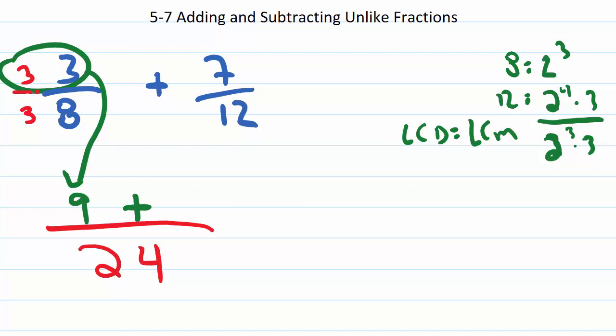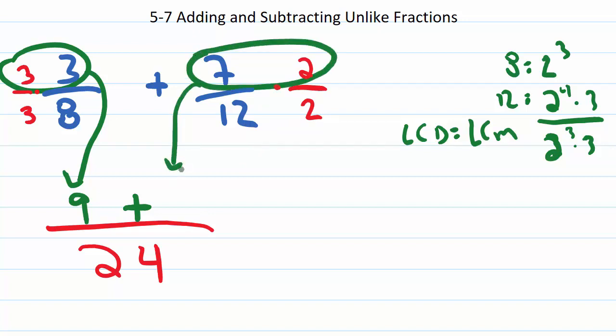Plus, well, I need to build this denominator of 12 to the common denominator of 24, so I'm going to multiply by 2, but I need to multiply by 1, so I'm going to multiply, in fact, by 2 over 2. So there's my new denominator: 12 times 2 is 24, so my new numerator here is 7 times 2, which is 14. Then I just add these together, and I get 9 24ths plus 14 24ths, and that is equal to 23 24ths.